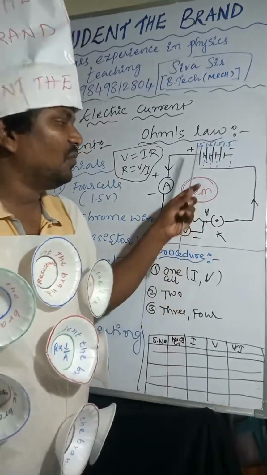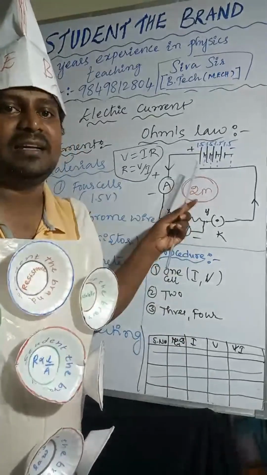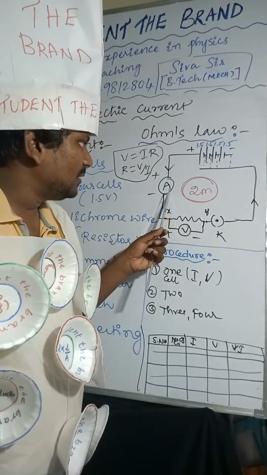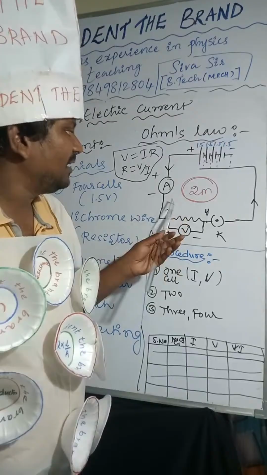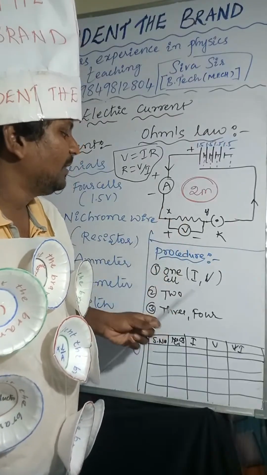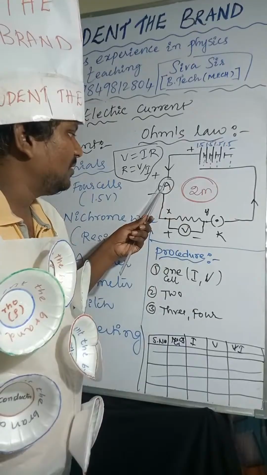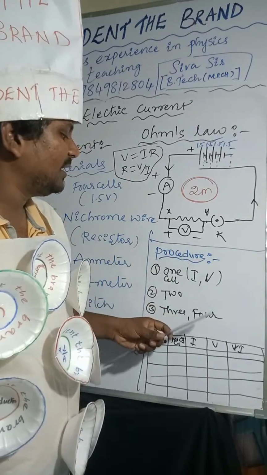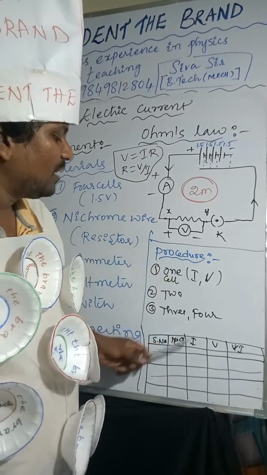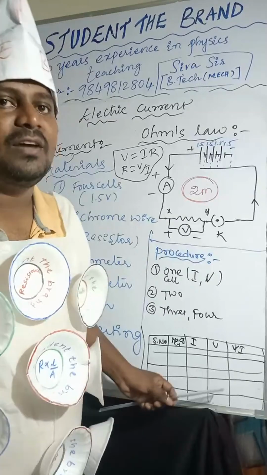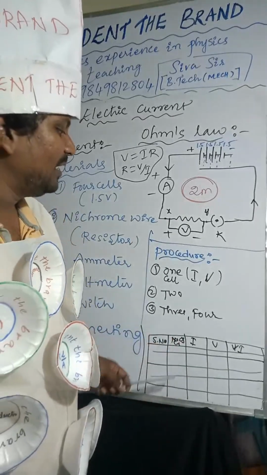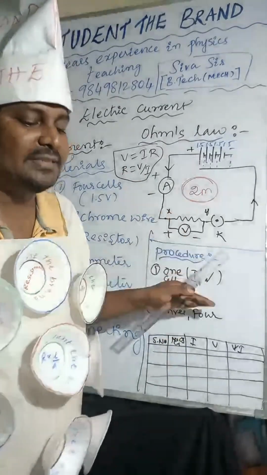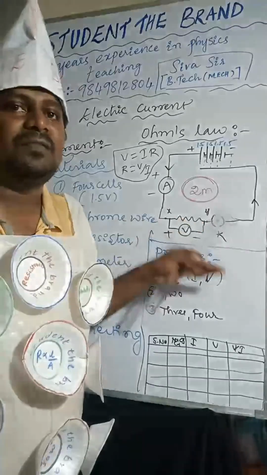Here I am connecting one cell first, observing and writing down the readings of ammeter and voltmeter. Next two cells, note down the reading of ammeter and voltmeter, and repeat the process for 3 and 4, and mention it in the tabular form given below. So this is the process, very important.